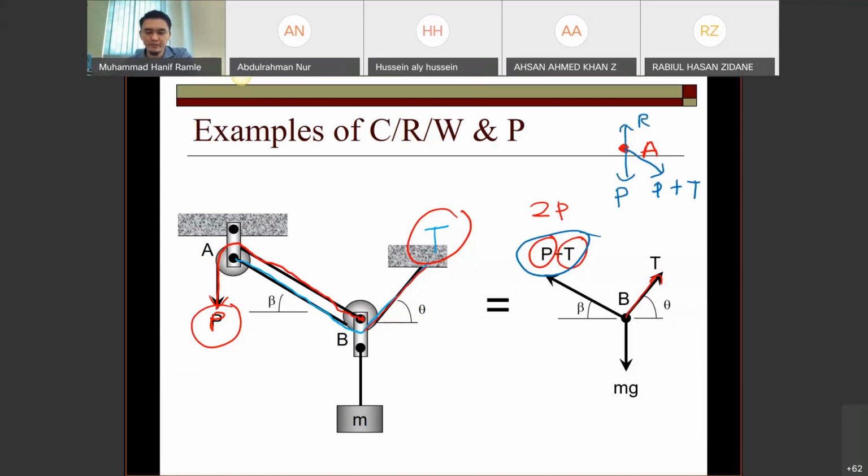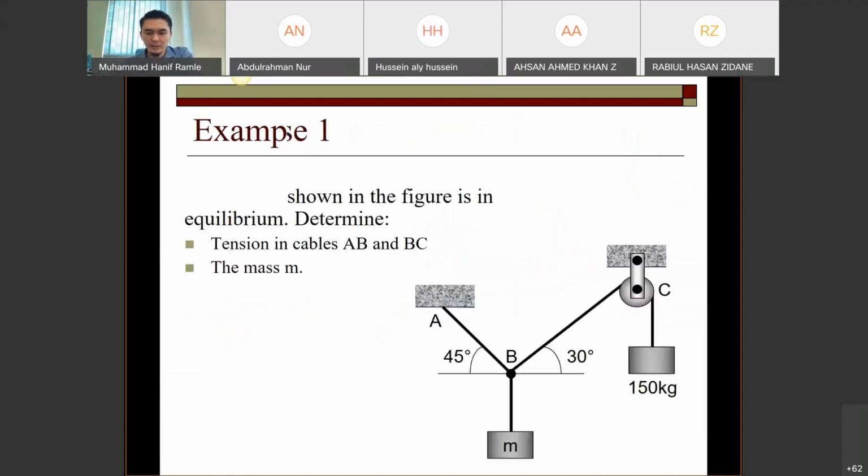Okay, this is a basic free body diagram. So you have to get familiar with the FBD. All right. So let's do this exercise. Have you done this one? Doctor. Huh? No, not yet, doctor. Not yet.